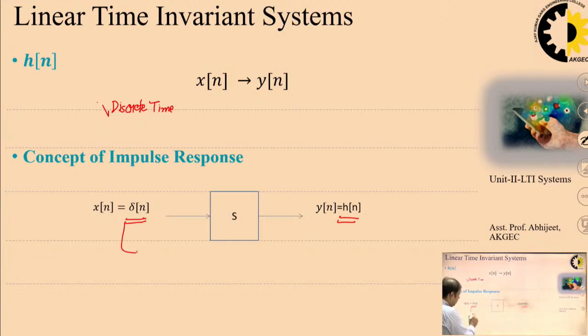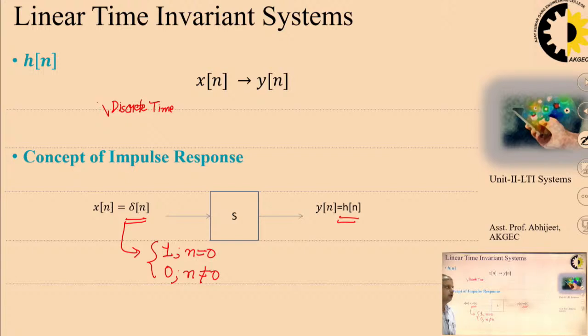Delta of n, as we know, is 1 when n is equal to 0, and it is 0 when n is not equal to 0. So this is basically Kronecker's delta, as it is called. It is a discrete time delta signal. If the discrete time delta signal is provided at the input, the output is said to be the impulse response of the system. As I already said, it is the response of the system to the impulse signal.